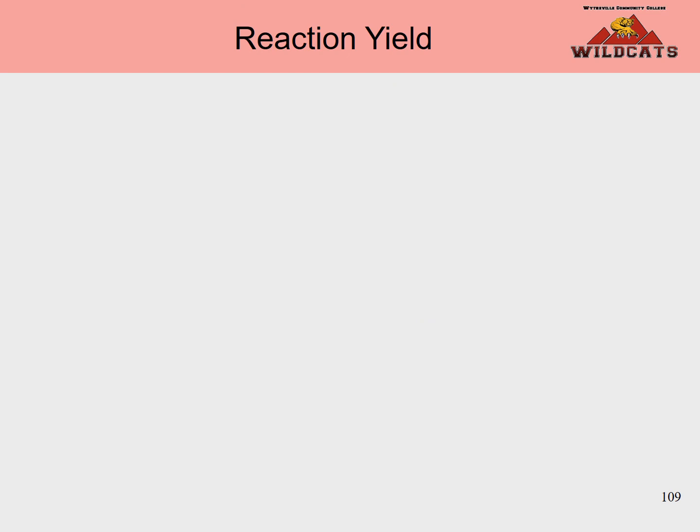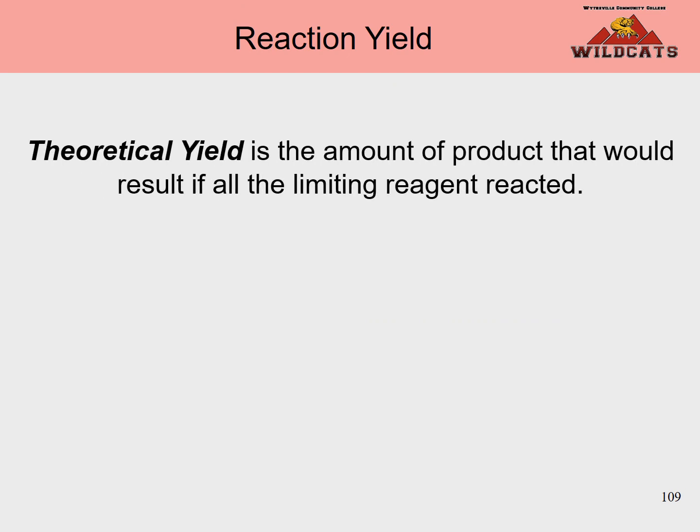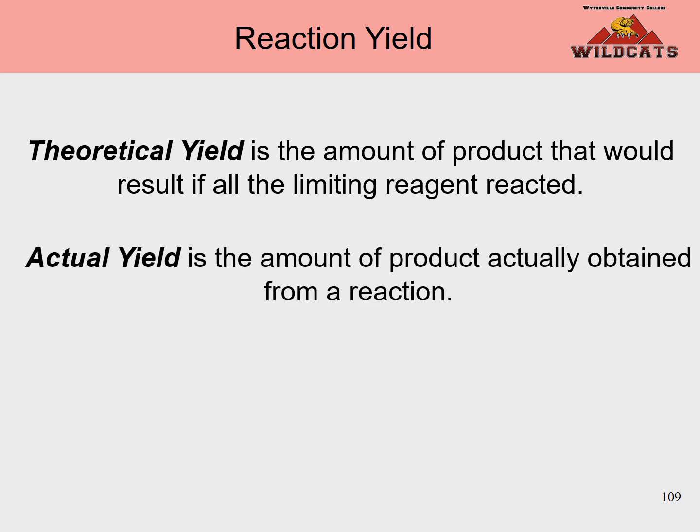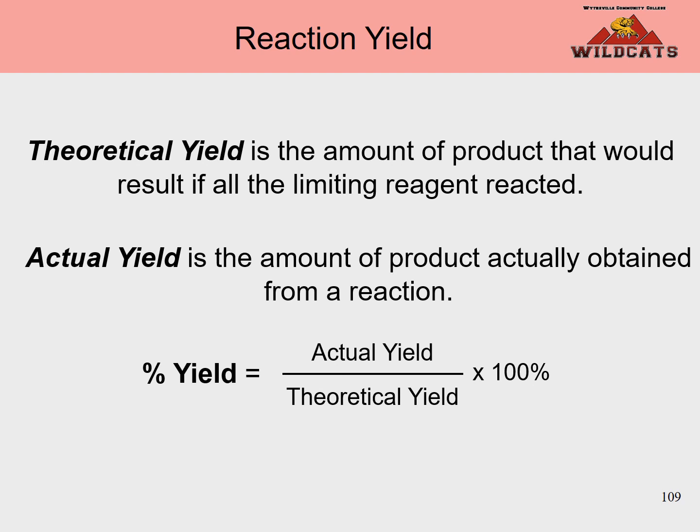Reaction yield is actually what we've been calculating. Theoretical yield is the amount of product that would result if all the limiting reagent reacted. That's what we've been calculating. The actual yield is what you would actually collect if you did the reaction in the lab. So to find the percent yield, it's actual yield over theoretical yield times 100%.